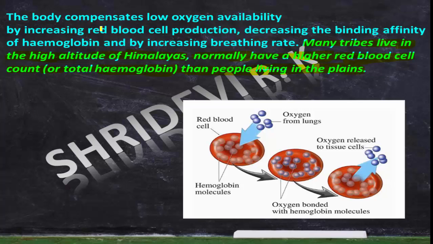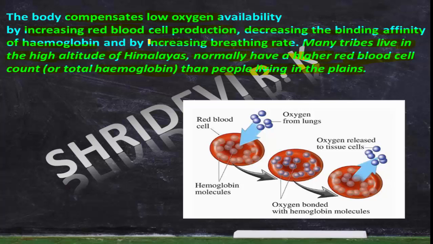ಏನಾಗ್ತದೆ ನೋಡೋಣ. The body compensates low oxygen availability by increasing red blood cell production. ಆಕ್ಸಿಜನ್ದ ಅವೈಲೇಬಿಲಿಟಿ ಕಡಿಮೆ ಇದ್ದಾಗ ಆ ಲೋ ಆಕ್ಸಿಜನ್ನನ್ನು ಬಾಡಿಗೆ ಹೆಂಗೆ ಸಪ್ಲೈ ಮಾಡಬೇಕು, ಸಫಿಷಿಯೆಂಟಾಗಿ ಬೇಕು. ಈ ಲೋ ಆಕ್ಸಿಜನ್ ಅವೈಲೇಬಿಲಿಟಿನ ಕಾಂಪೆನ್ಸೇಟ್ ಮಾಡೋಕ್ಕೆ, ಇನ್ ದ ಬಾಡಿ ದ ರೆಡ್ ಬ್ಲಡ್ ಸೆಲ್ ಪ್ರೊಡಕ್ಷನ್ ಇನ್ಕ್ರೀಸಸ್. RBC production will be increased in the body, decreasing the binding affinity of hemoglobin and increasing the breathing rate.